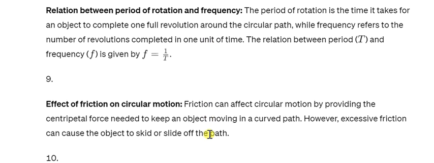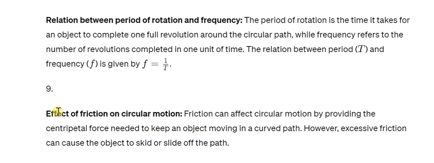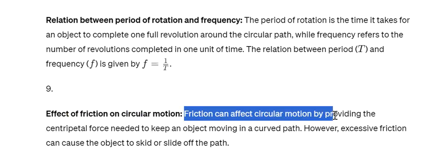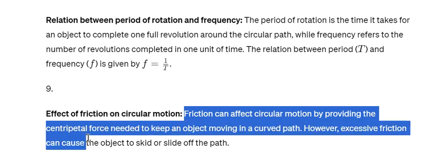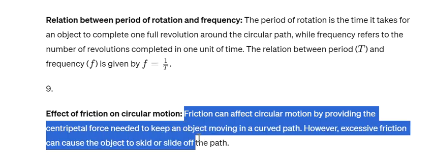Next, question number 9, the effect of friction on circular motion. Friction can affect circular motion by providing the centripetal force needed to keep an object moving in a curved path. However, excessive friction can cause the object to skid or slide off the path.